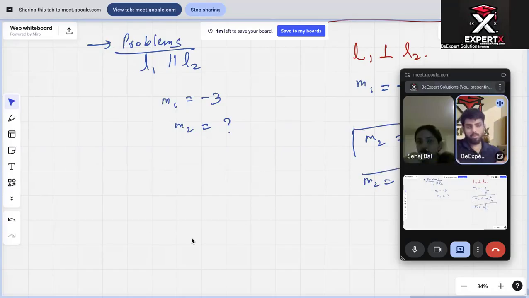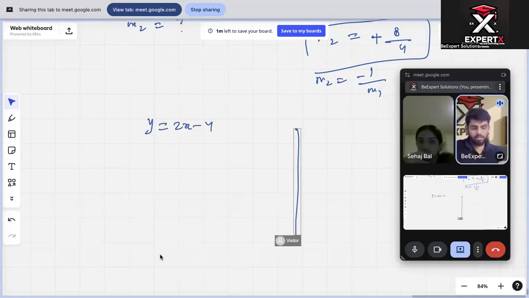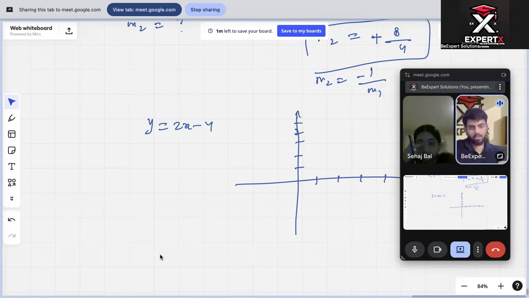So let's understand the slope-intercept form now. Slope-intercept form comes in when, I'll be very quick, y is equal to 2x minus 4. If you draw the graph here, Sehaj, this is your graph. You mark the points 1, 2, 3, 4, 5 on each side, and obviously on this portion also. Because you are using the slope-intercept form, you can mark their values here.